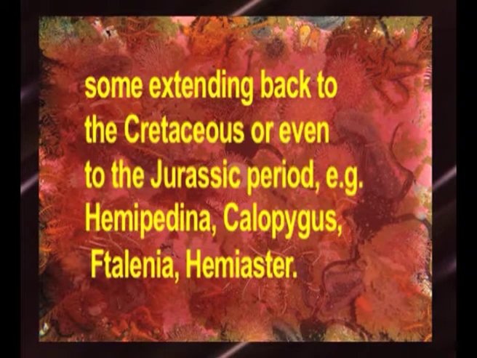Those found in deep water have a much wider range in space than those found in shallow water. Many genera, especially those with considerable range in depth, have also a long range in time, some extending back to the Cretaceous or even to the Jurassic period. For example, Hemipedina, Calopygus, Phymosoma, Hemiaster, etc.